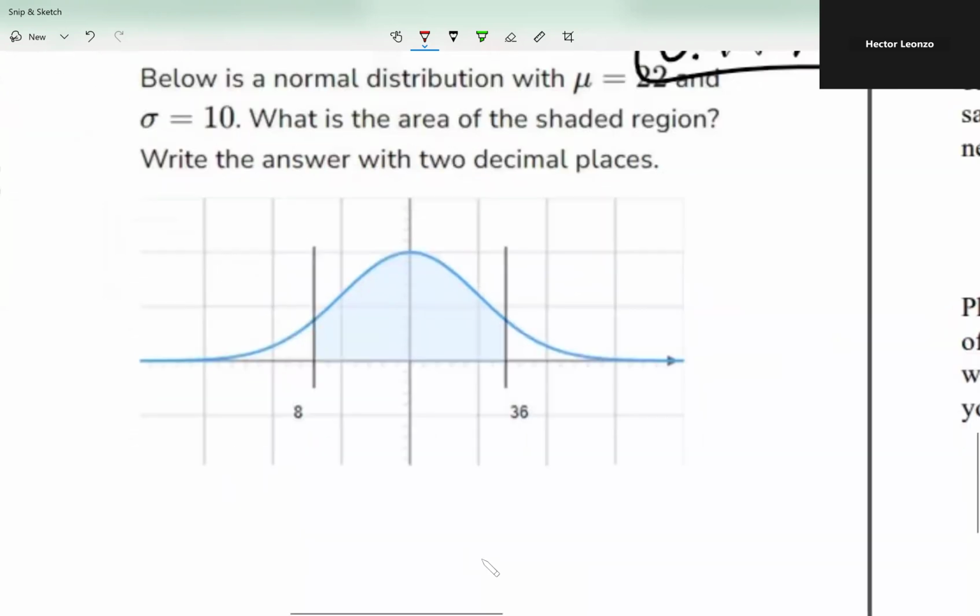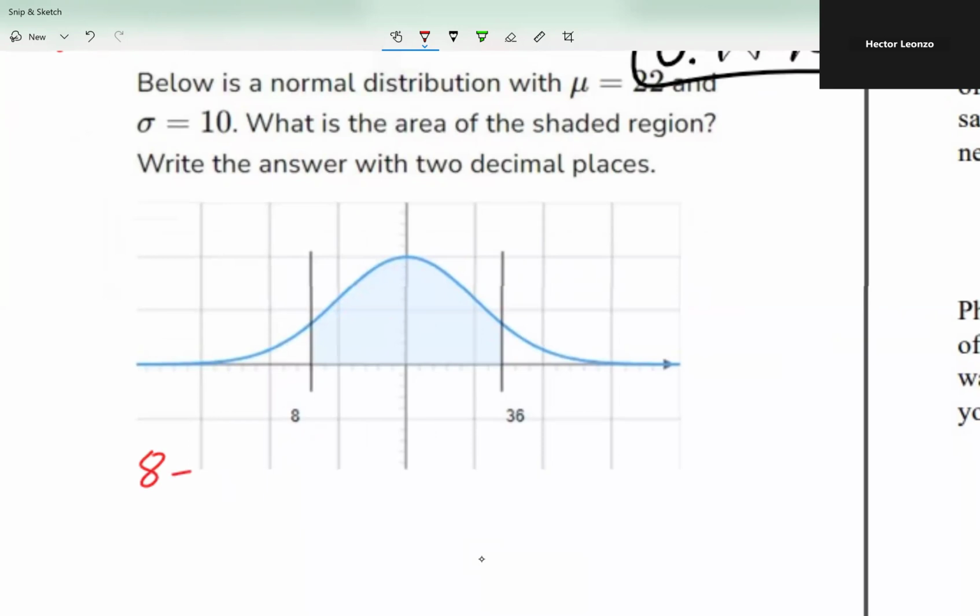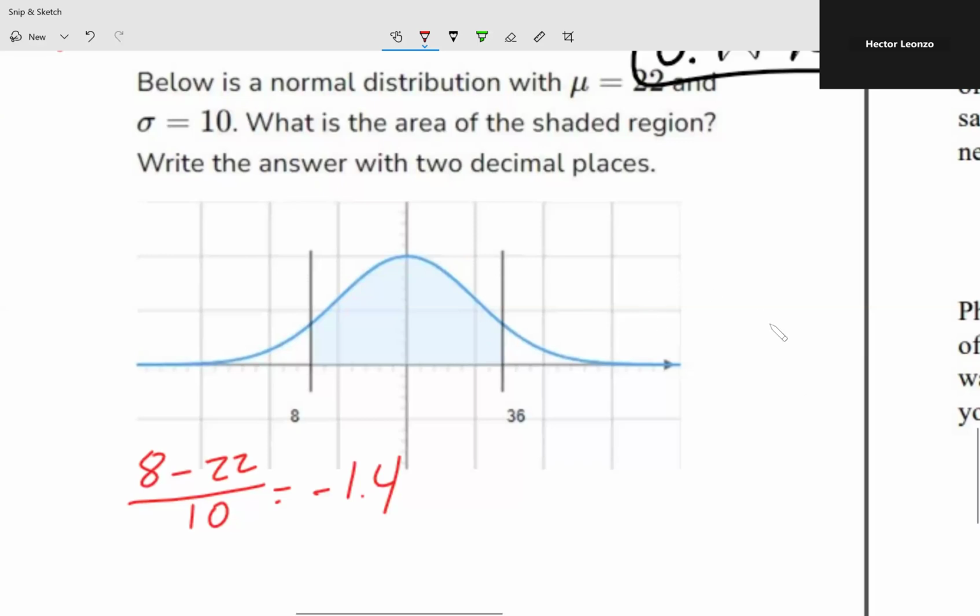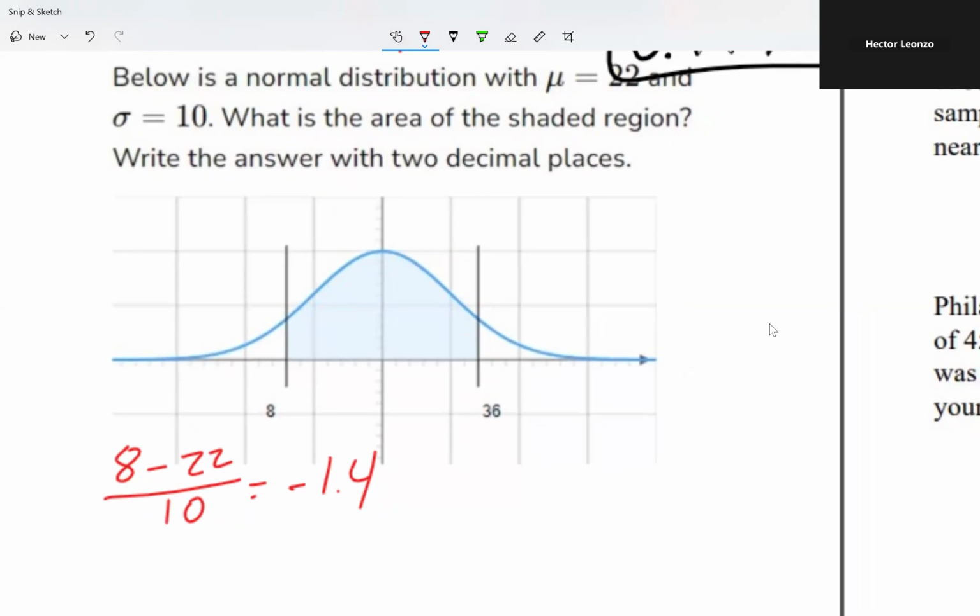I want to compare my x, 8. So let me go 8 minus 22 divided by 10. 8 minus 22 divided by 10 gives me a negative 1.4. Now let me find the other z-score. I'm going to use 36 for this. So 36, because that's the number I'm testing, minus 22, because that's the mean, divided by the standard deviation, which in this case is 10. 36 minus 22 divided by 10 gives me 1.4.